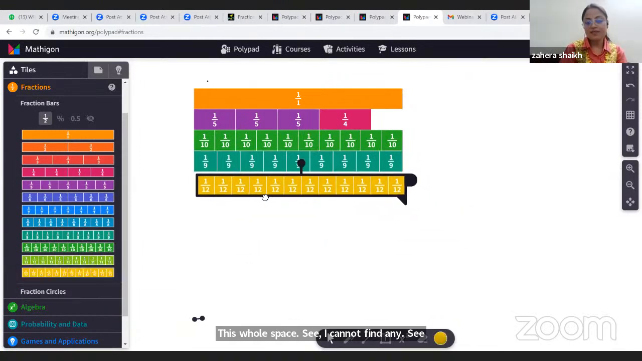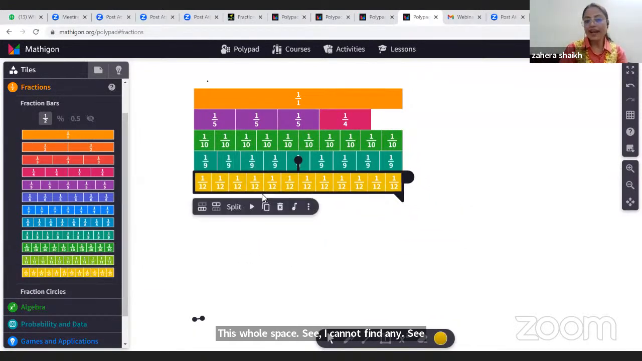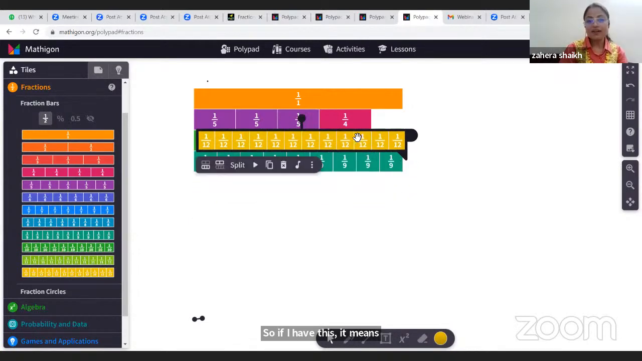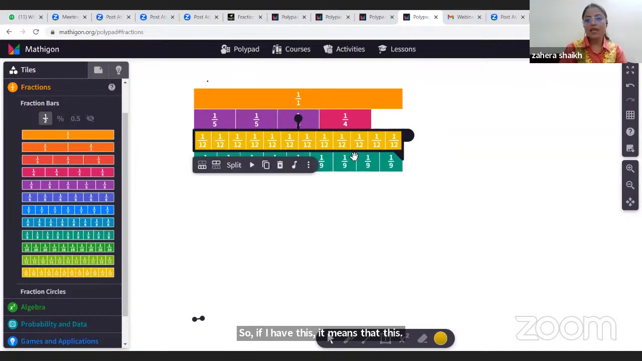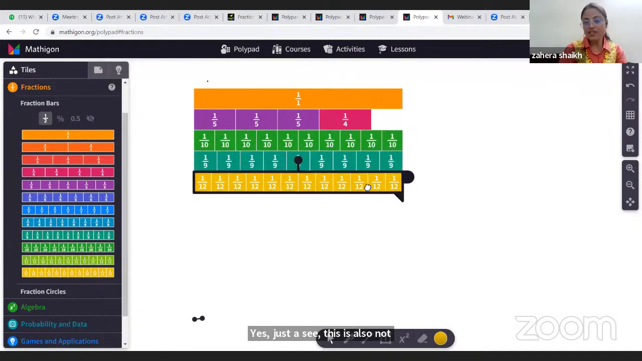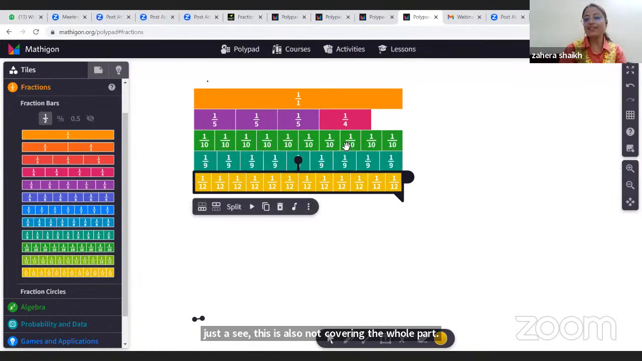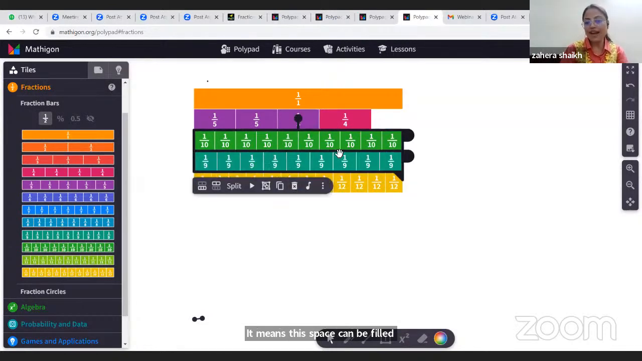So if I have this, it means, just a second, this is also not covering the whole part. It means the fraction that I need is much smaller than the fractions I have. With 1 by 10, 1 by 12, 1 by 9, it means this space can be filled by some other smaller fraction tile.